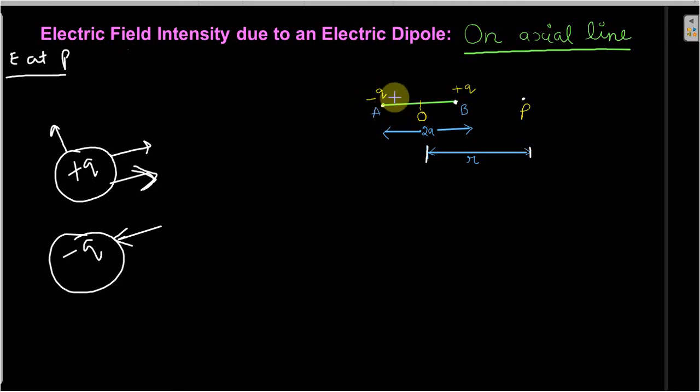This is your minus Q charge. So what is the direction of electric field at point P due to this negative Q charge? As we know, for a negative charge the direction is towards it. So we will draw the direction towards this side. This is the direction of electric field due to the Q1 charge, that is E1. We represent the arrow towards the negative Q charge.